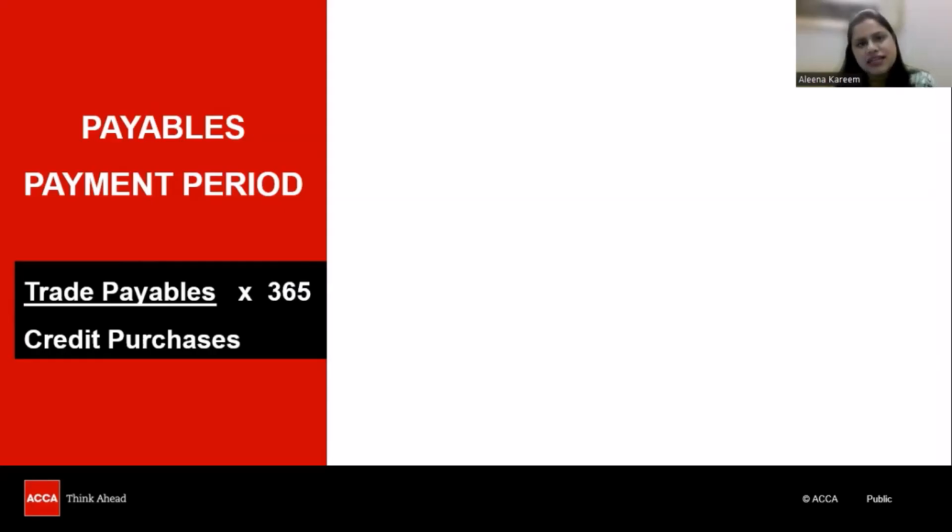In your FR exam, the credit purchases figure may not always be available. Trade payables would be available because you can pick them up from the statement of financial position. However, the credit purchases figure may not be available directly. In this case, if the credit purchases are not available, please use the total purchases. Even if the total purchases are not available in the question, then you need to use the cost of sales.